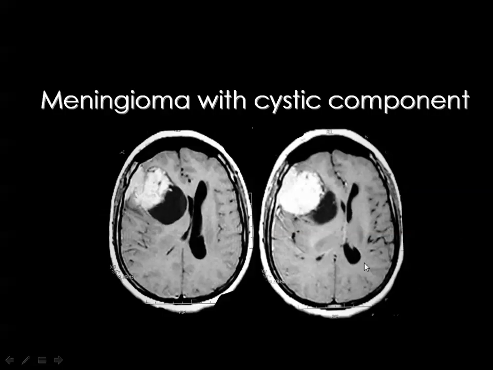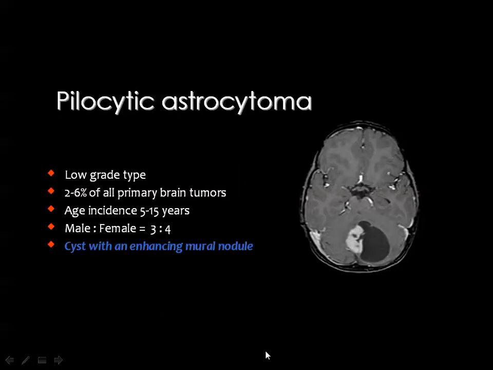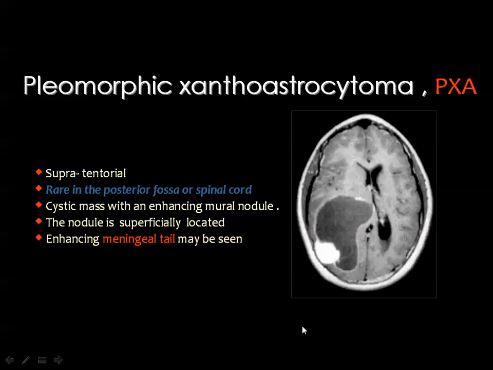Then you remember from the lecture of brain tumors, we have mentioned something about the meningioma with a cystic component. And the meningioma is a homogeneously enhancing lesion based on the dura, and sometimes it may have a cystic component which is capping the tumor itself. Then you also remember the pilocytic astrocytoma, which is a cyst with an enhancing mural nodule, commonly located in the posterior fossa, usually in the pediatric age group, and it has this very characteristic appearance of a cystic component with an enhancing mural nodule. And also you remember the pleomorphic xanthoastrocytoma, or PXA, with a cyst with an enhancing mural nodule occurring supratentorial.